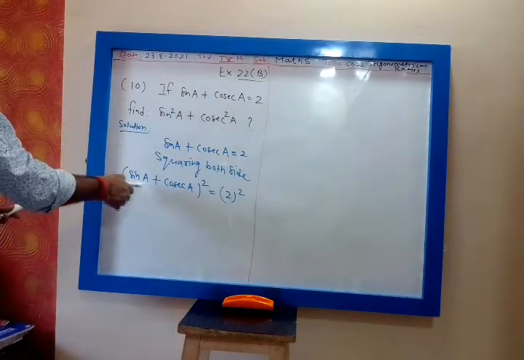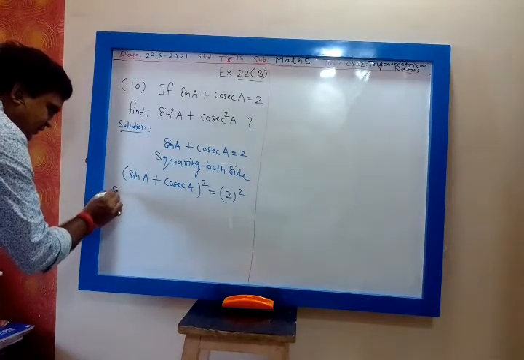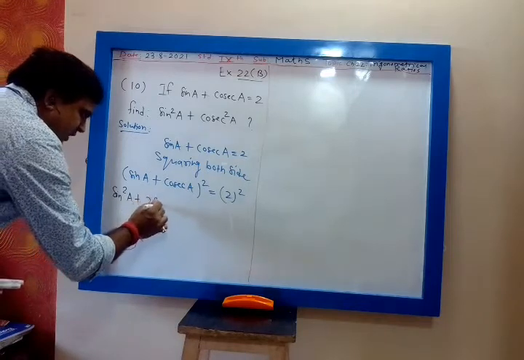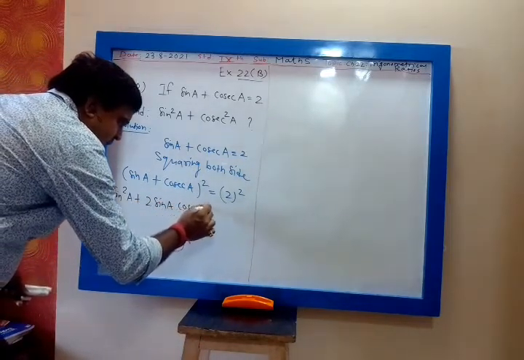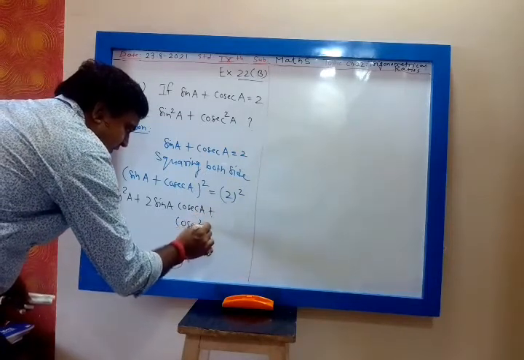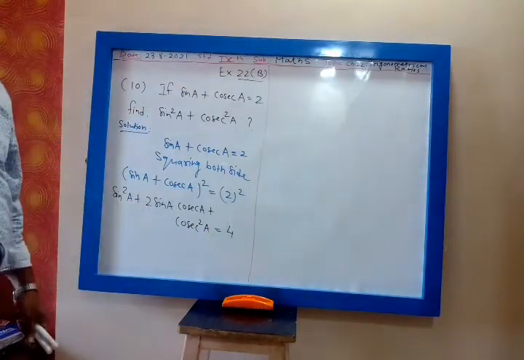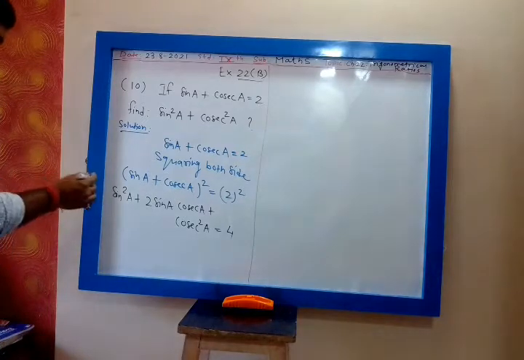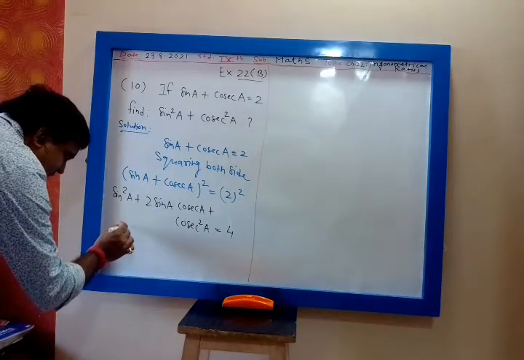Then use the formula (a plus b) whole square. So that will be sin square a plus 2 sin a into cosec a plus cosec square a is equal to 4, as 2 square is 4. Now see this part.